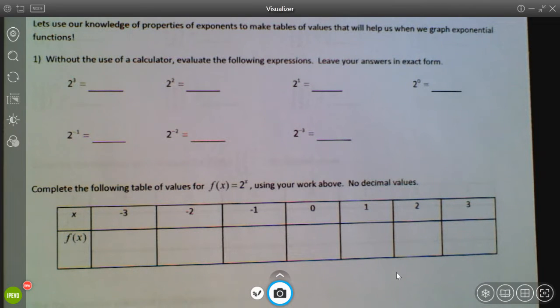I'll go through this with you guys, and then I'll have you pause the video and try the next one, and then we'll continue on working through some examples together. So without the use of the calculator, let's evaluate these expressions. And we want to leave our answers in exact form, so we don't want any decimals here. So let's look at that 2 to the third first.